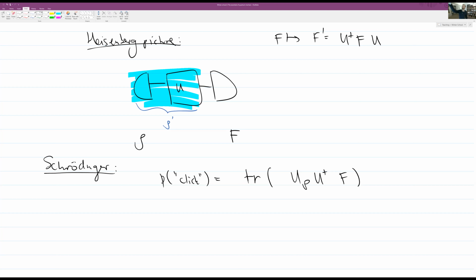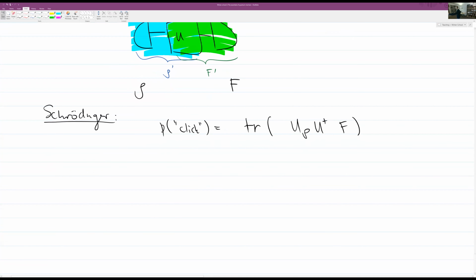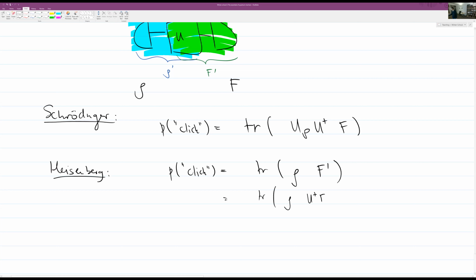But in the Heisenberg picture, you think differently. You think, oh, no. The right way to think about it is that the preparation is the preparation, but what really changes is the way I'm measuring the system. I'm just measuring it with respect to a different angle, so to speak. So the Heisenberg way of thinking, which is equivalent, is that the probability of a click is given by the trace of, well, the preparation's the preparation, but it's now a new measurement that we're doing, a new detection, and that's given by U dagger F U.